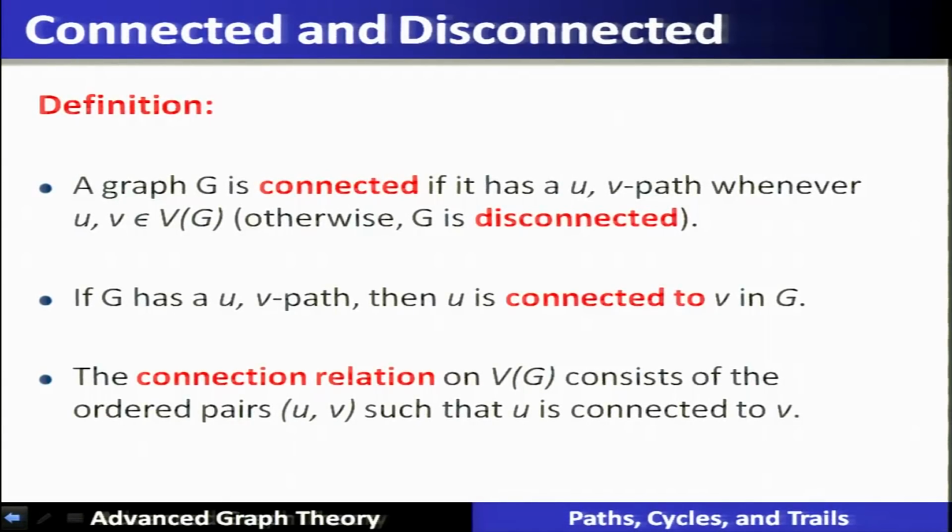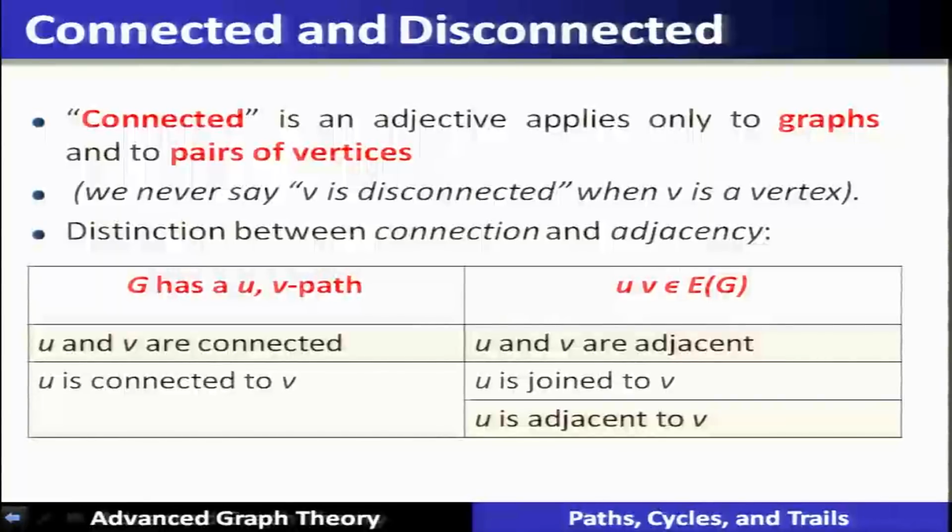So, this connectedness will induce a relation that is called the connection relation on the set of vertices, and this connection relation on vertices consists of the ordered pairs UV such that U is connected to V, and this will induce equivalence classes that we will discuss.